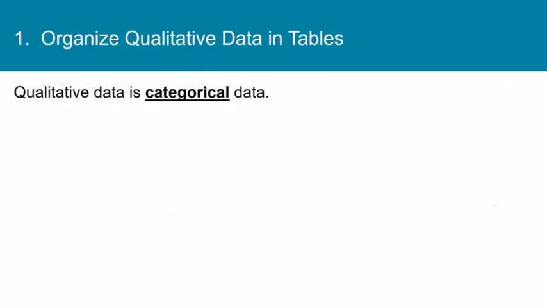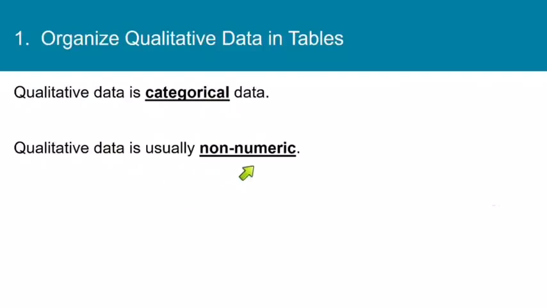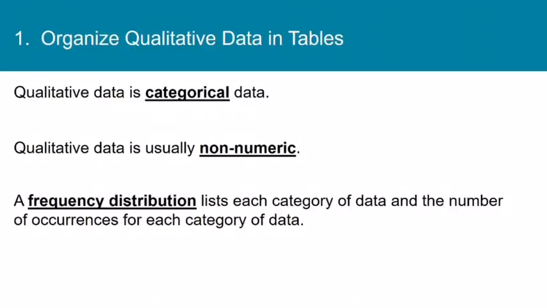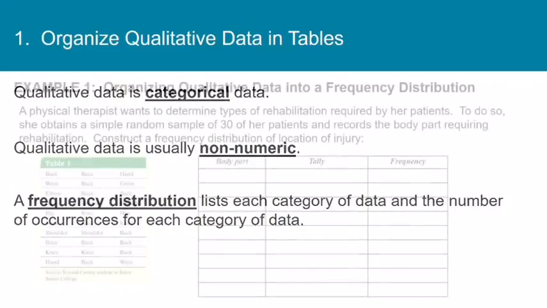Now we said we're organizing qualitative data in this section, and remember, qualitative data is categorical data. Qualitative data is usually non-numeric, although it is possible for numeric data to be qualitative, such as zip codes and phone numbers. Most qualitative data, and probably all the qualitative data that we'll deal with, is non-numeric. The way we organize this data is we make a frequency distribution or a frequency table. And the way we'll do it is we'll list each category of data, and then we'll tally the number of occurrences for each category of data.